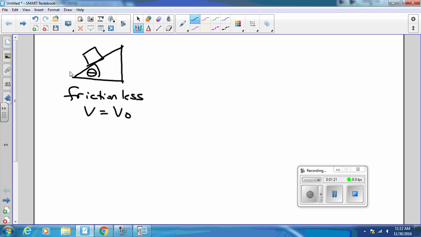Take it. Okay, we have mg going straight down, and then you have normal force going that way. And I guess that's it, except we would have to change the force of gravity to being mg sine and mg cosine. Okay. Perfect. All right.